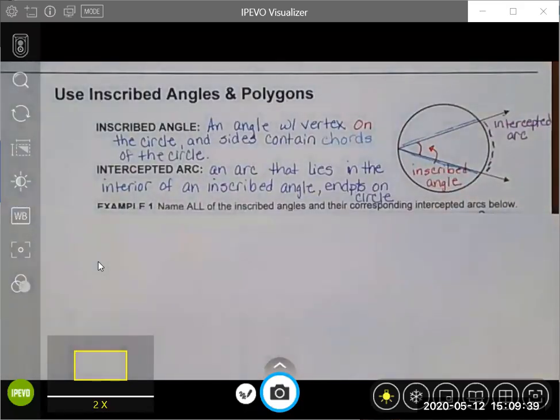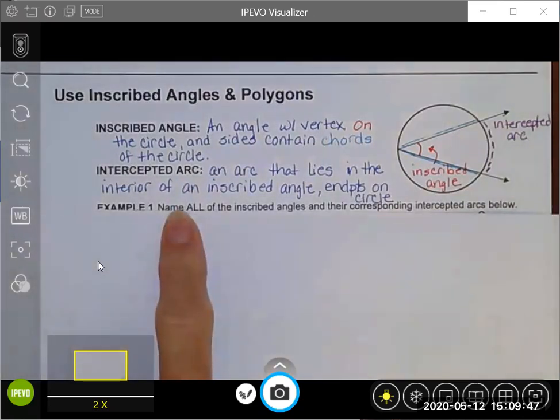Hi, today we're going to continue our discussion about circles by talking about inscribed angles and inscribed polygons. Let's start with a review of what an inscribed angle is.